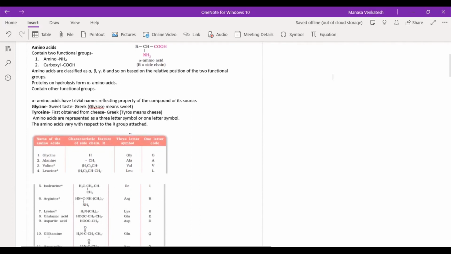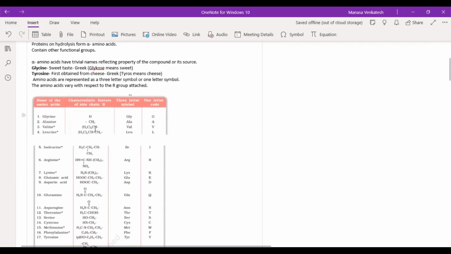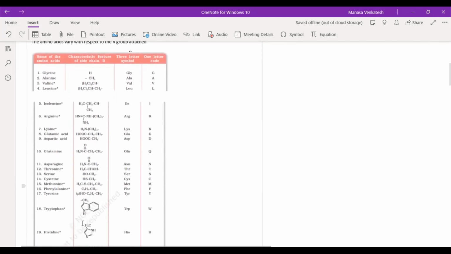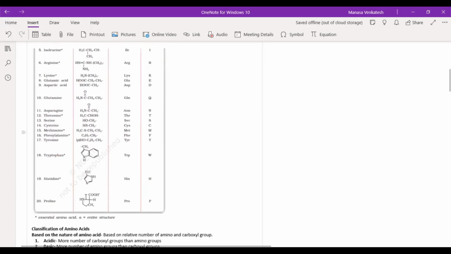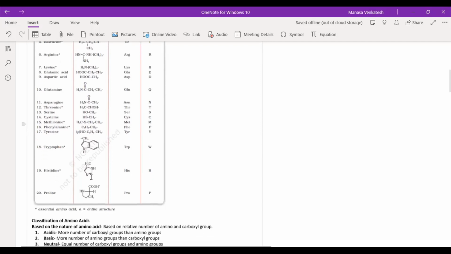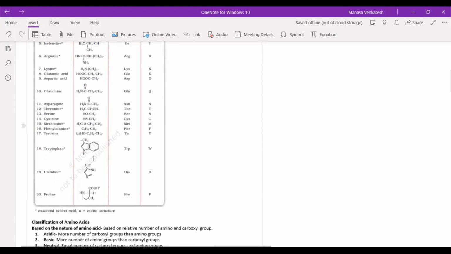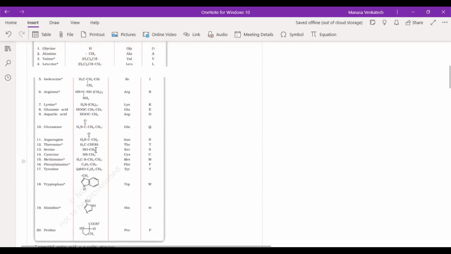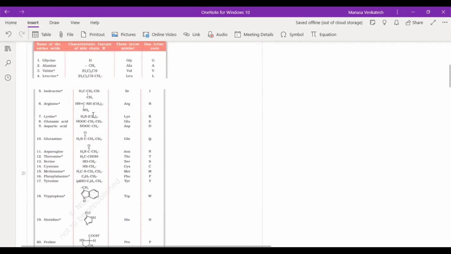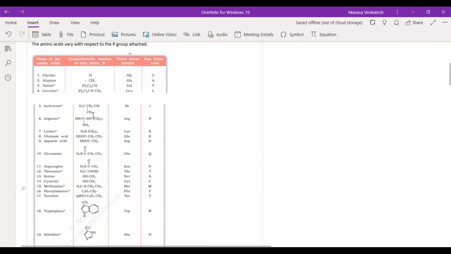So here you have the various amino acids, and you have the R group varying in each case, except for proline. This is the structure of the proline amino acid, where all of these represent the R group of the amino acid. However you can learn it, you need to learn it.